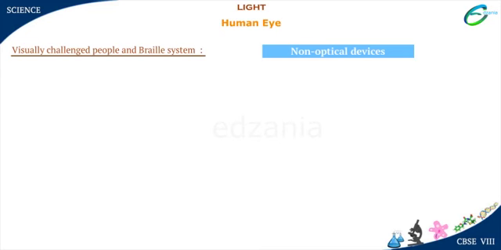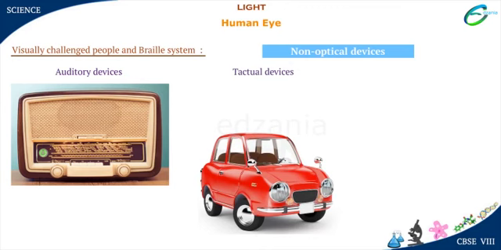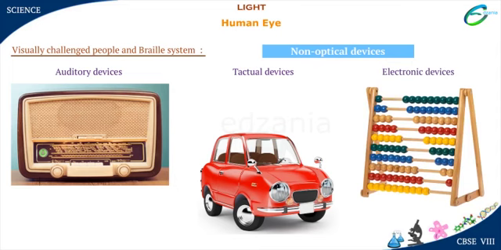Auditory devices are based on the sense of hearing, for example, to give instructions, messages, and reading materials in the form of audio tapes, radio, television, etc. Tactual devices are based on the sense of touch and aim to give an idea about the shape and size of objects like models of vehicles, designs of townships. There are also electronic devices like talking books and abacus based on the sense of touch for mathematical simplification.